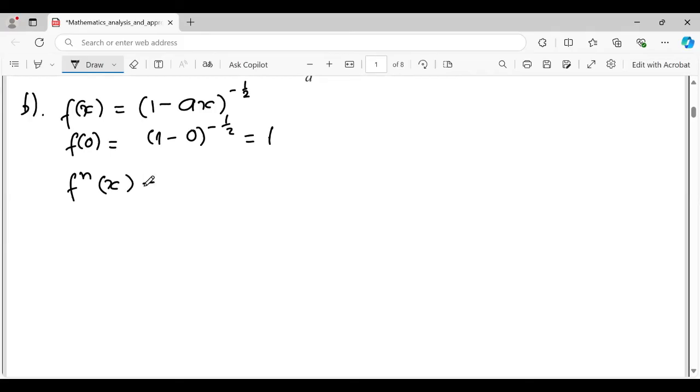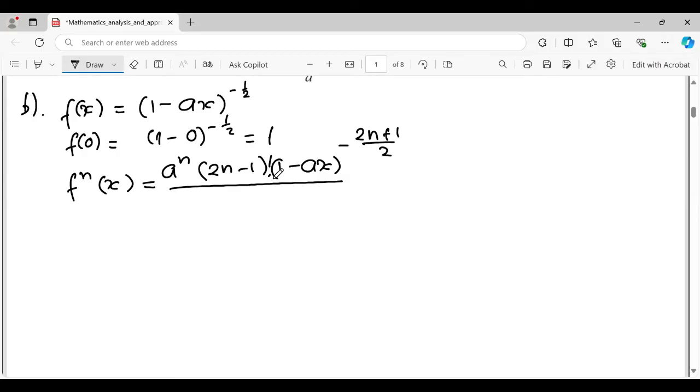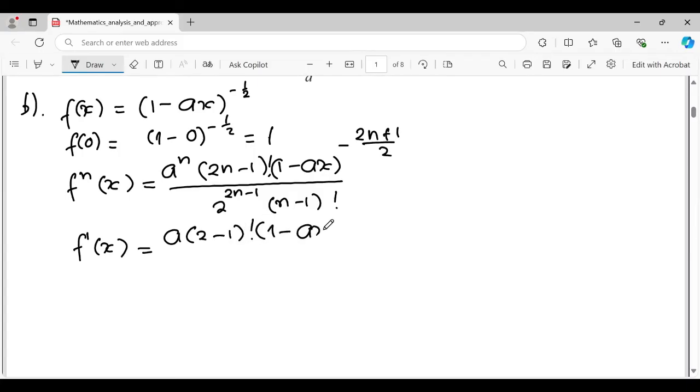f^(n)(x) equals a^n times (2n minus 1) factorial times (1 minus ax) to the power minus (2n plus 1) over 2, over 2^(2n minus 1) times (n minus 1) factorial. So the first derivative is f^(1)(x) equals a^1 times (2 minus 1) factorial times (1 minus ax) to the power minus (2 plus 1) over 2, over 2^(2 minus 1) times (1 minus 1) factorial.